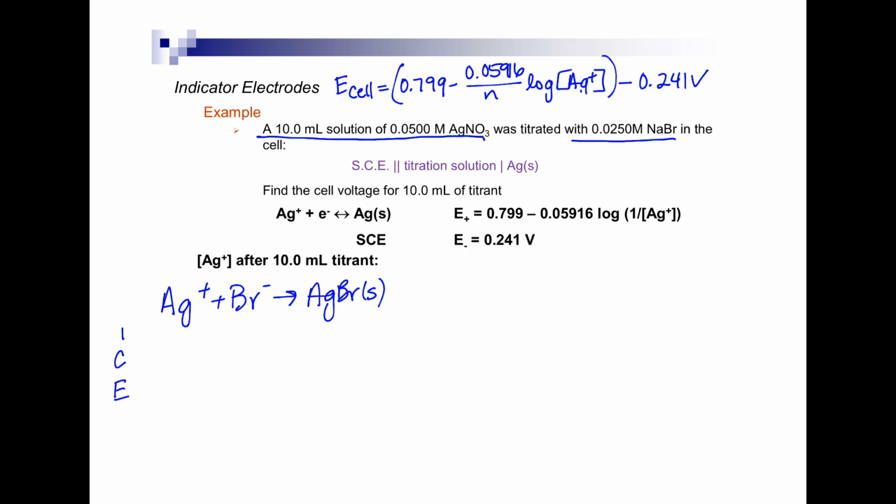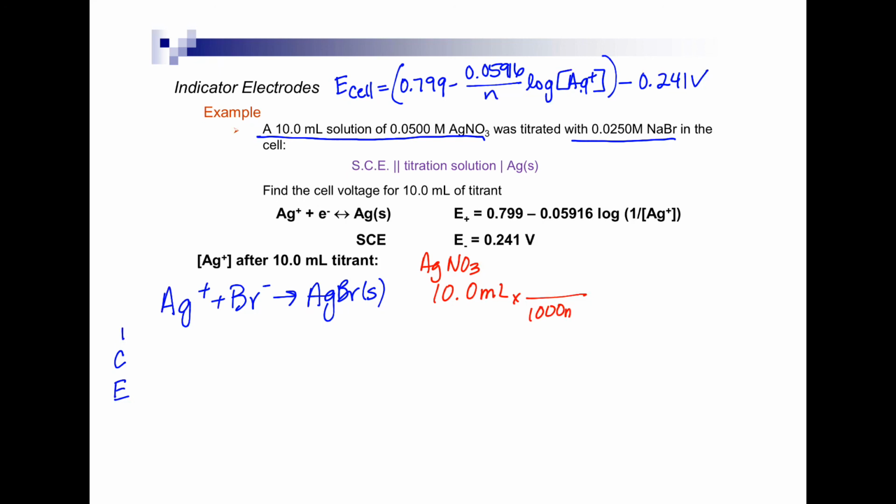And the easiest way I know how to do that is to set up an ice table. This is also just some basic stoichiometry. I need to figure out how much I started with, how much reacted, and how much was left over at the end. So on the right side of the screen here, I'm going to calculate how many moles of each of my solutions I'm working with. This is going to be for my silver nitrate solution.